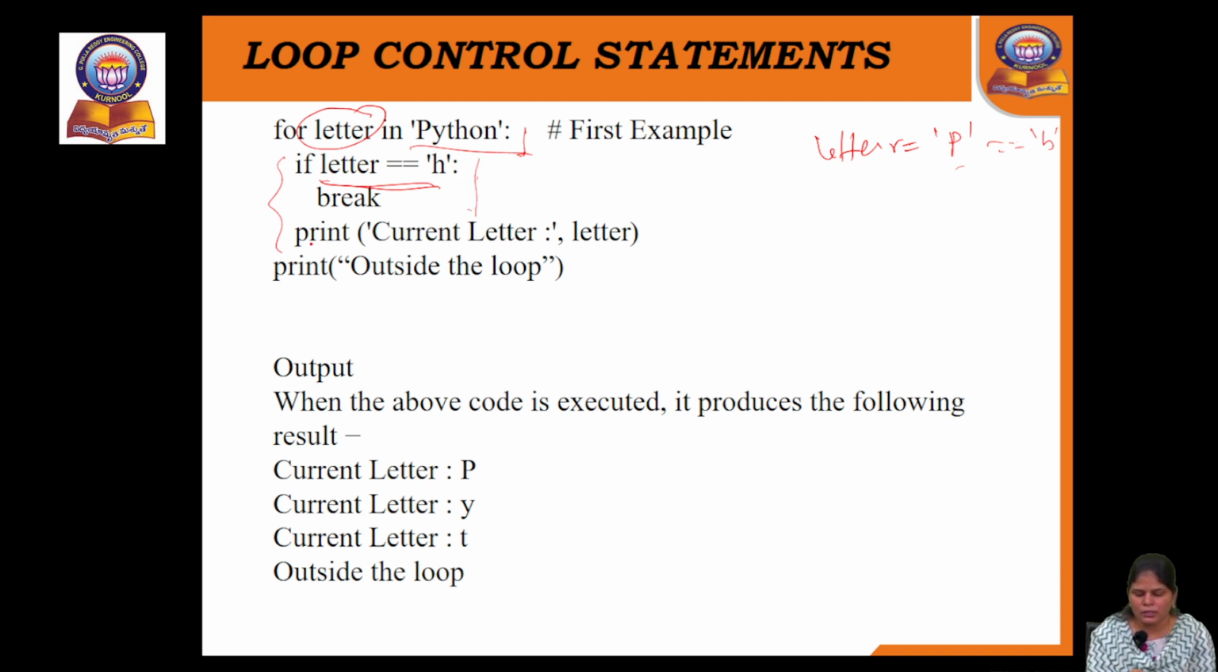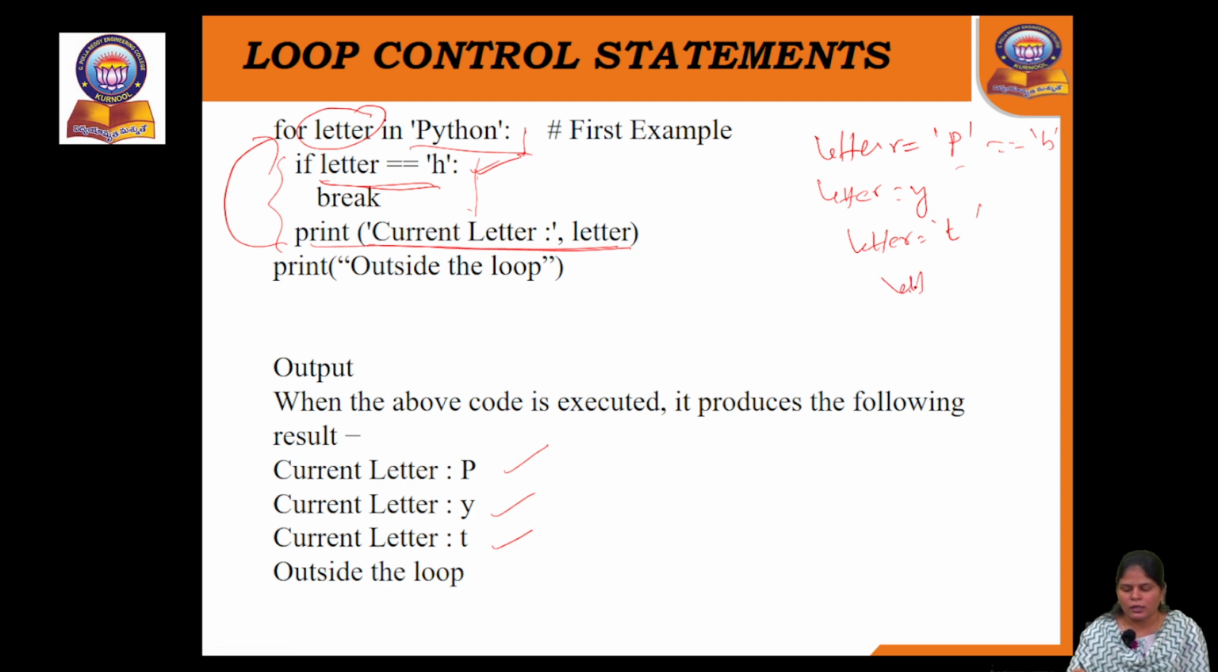So the condition is false, so it comes out of this statement. It will print this statement, current letter P will be printed. Now again it goes back here itself. Now the letter will be initialized with Y. So Y equal to H, condition false, so it will print current letter Y. Next again letter will be initialized with T, right? So T equal to H, condition is false, so it goes and prints current letter T. Now letter equal to H. Within the loop, it will check the condition. H equal to H, condition is true.